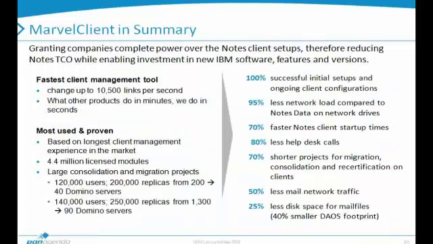Another quick summary. This is the example on the bottom left that I wanted to show you guys. One of the really cool projects that we did was for a 120 user shop. They had 200,000 replicas across 200 servers, and they wanted to consolidate, because obviously supporting 200 servers is very expensive. They consolidated that into 40 servers. We had another client with 140,000 users with 250,000 replicas on 1,300 servers. They went to 90 servers. And you know, with MarvelClient, how many support calls they had because of the migration?